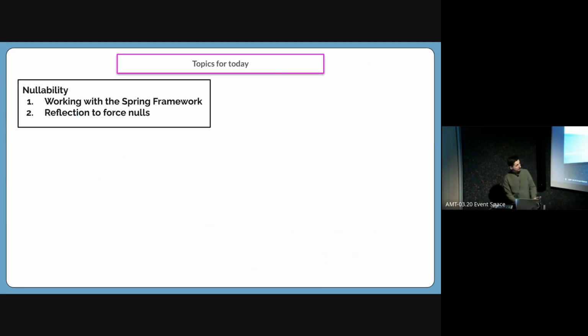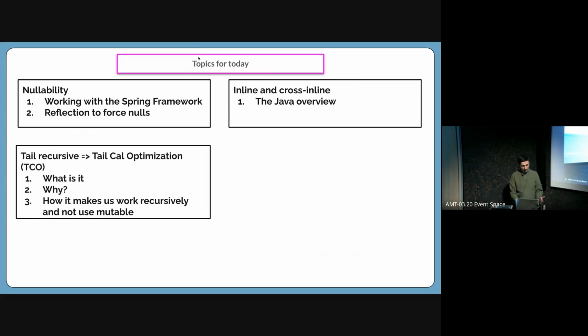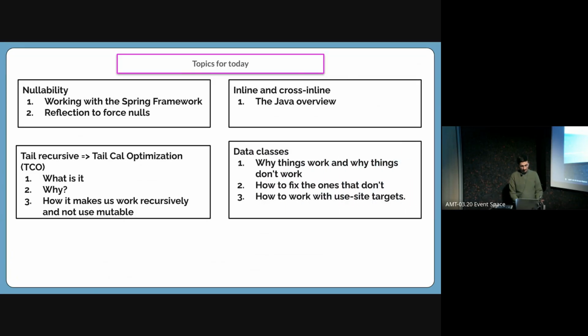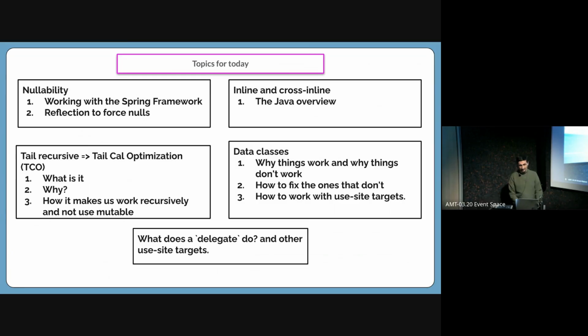One is about nullability. The other one is about inline and crossinline. Then about tail call optimization in Kotlin. And then data classes. This was a real headache at work, especially when working with the Spring framework and with the annotations that it provides. And finally, something about delegates and how that can work with annotations.